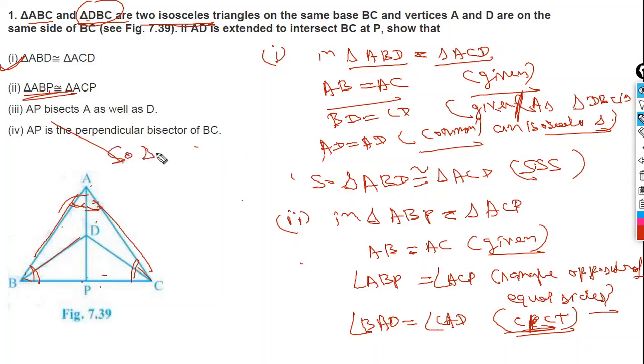So triangle ABP is congruent to triangle ACP. Why? This is your angle side angle rule. Now the second part is proved. Now we'll move to the third part. AP bisects angle A as well as angle D. Now you see, as angle BAD is equal to angle CAD, therefore AP bisects angle A. This is already proved.